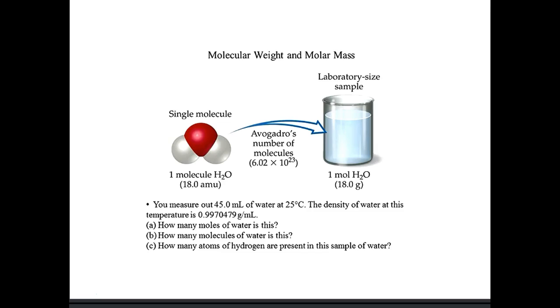You measure out 45 milliliters of water at 25 degrees. The density of water at this temperature is given here. How many moles of water is this? How many molecules of water is this? How many atoms of hydrogen are present in this sample of water?